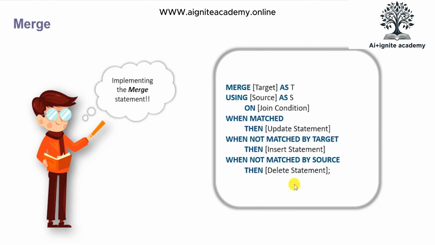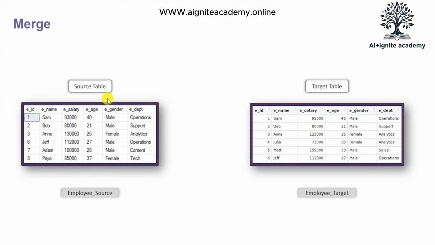And for the practical purpose, we'll be using these two tables. So this is our source table with the name employee source, and this is our target table with the name employee target. So using the merge statement, we'll be updating the e-salary and e-age columns in the target table wherever there's a match. Also, insert the records with employee ID 7 and employee ID 8 into the target table from the source table, and delete the records with employee ID 4 and employee ID 5 from the target table because they're not present in the source table. So let's go to SQL Server and work with a merge statement.